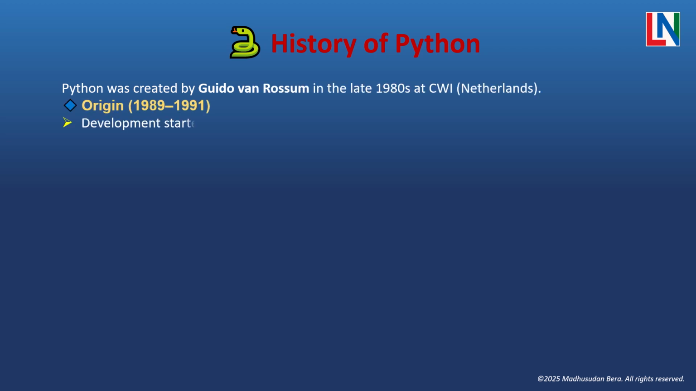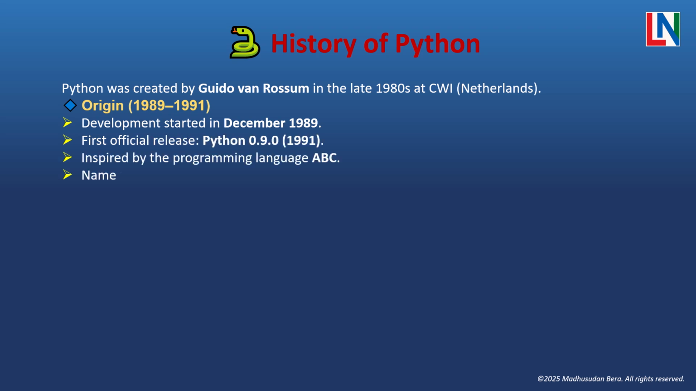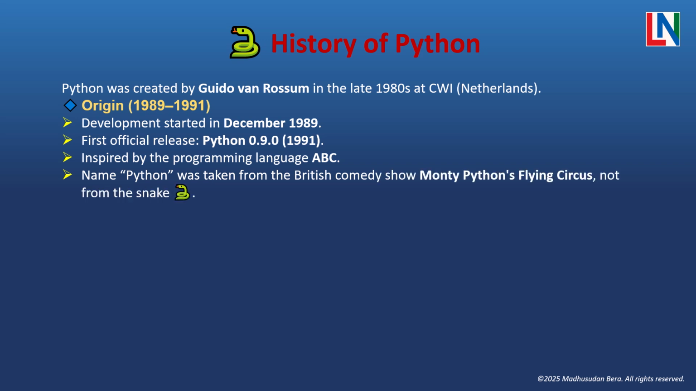History of Python. Python was created by Guido van Rossum in the late 1980s at CWI. Origin 1989 to 1991. Development started in December 1989. First official release, Python 0.9.0, in 1991. Inspired by the programming language ABC. The name Python was taken from the British comedy show Monty Python's Flying Circus, not from the snake.